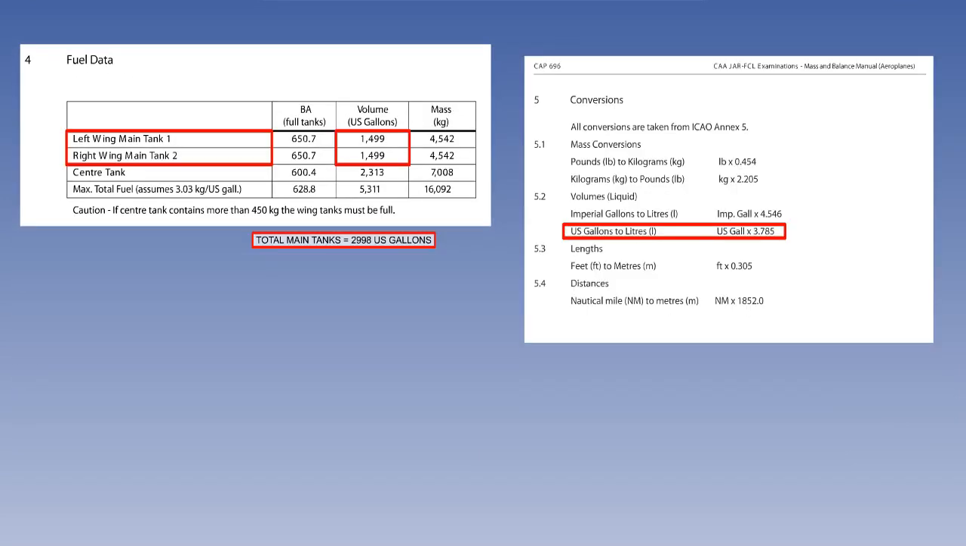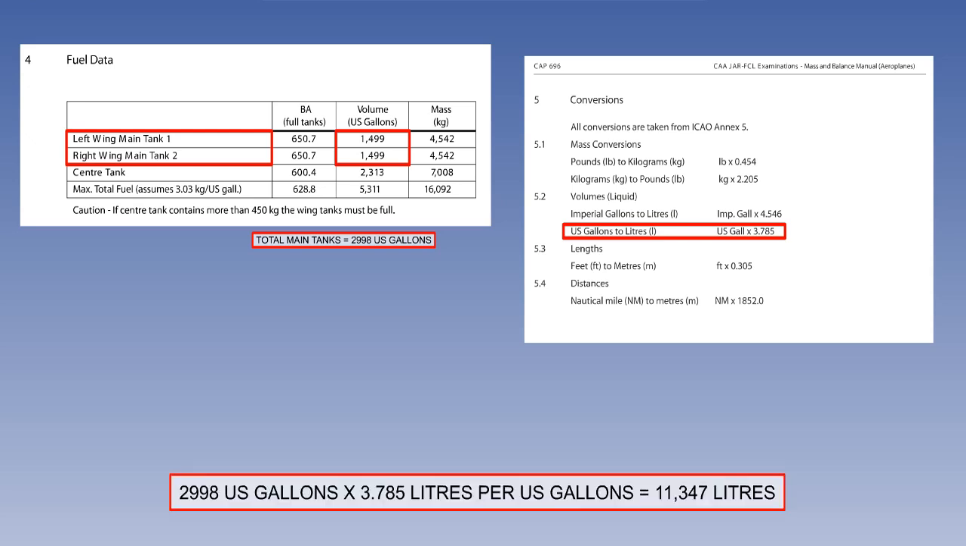We now have to convert the 2,998 US gallons to litres, and to help us to do this, we can use the conversion factor, 3.785 litres per US gallon, found in CAP 696 Section 1 under the heading Conversions. And now we can multiply the 2,998 US gallons by 3.785 to arrive at 11,347 litres, which is the total volume in the wing tanks.